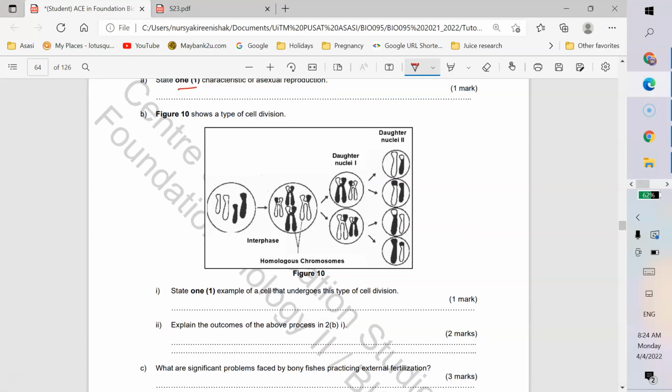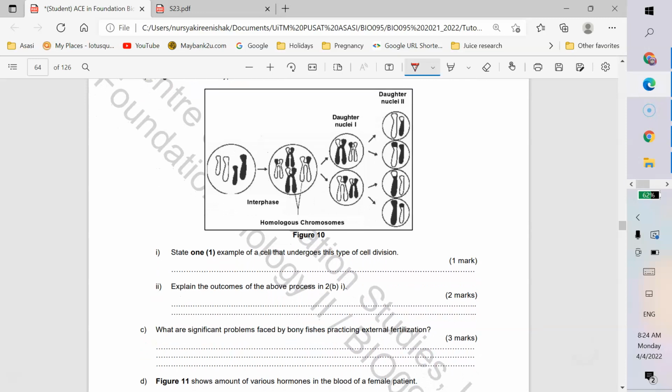Okay, so we are going to continue with Ku Ahmad Hazim for question B. Hazim ada? For B1, state one example of a cell that undergoes this type of cell division. My answer is egg cell. Number 2, explain the outcome of the above process. Pause. Okay, kat sini kan, it is better for you not to use the word eggs. Okay, eggs. You have to be more precise. Okay.